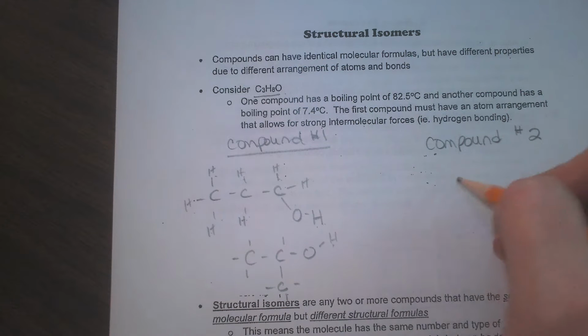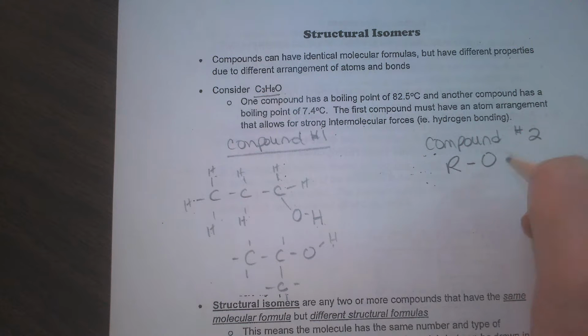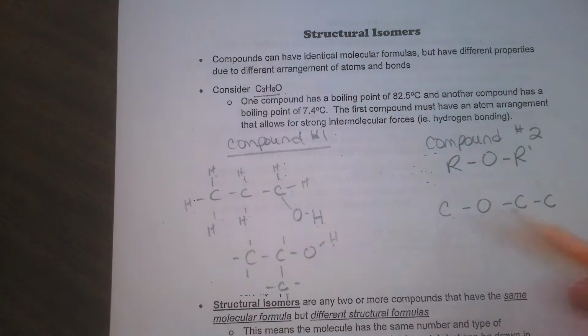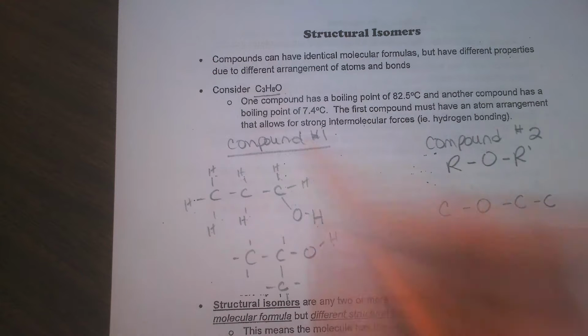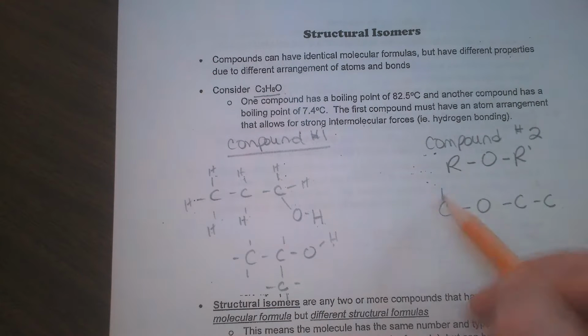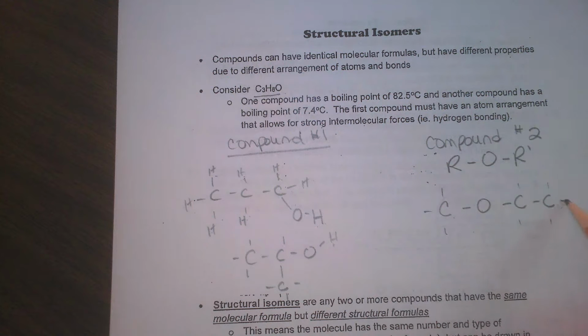So how does an ester go? An ester goes a main chain bonded to an oxygen, bonded to a secondary chain. So COCC. Let's double check our hydrogens. So there's 3 carbons, 1 oxygen. We need 8 hydrogens. 1, 2, 3, 4, 5, 6, 7, 8.